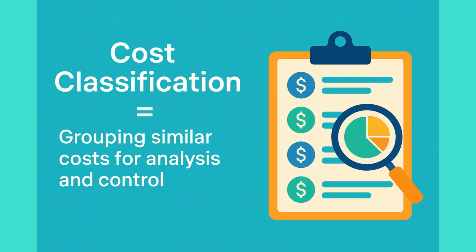In this lecture, we'll be learning about classification of cost, one of the most important topics in cost accounting. You'll see how costs are grouped based on their nature, function, behavior, and time. Let's get started. Cost classification means dividing costs into meaningful groups for easy analysis and control. In simple terms, it's about putting similar costs together, like grouping all materials, all wages, or all overheads.